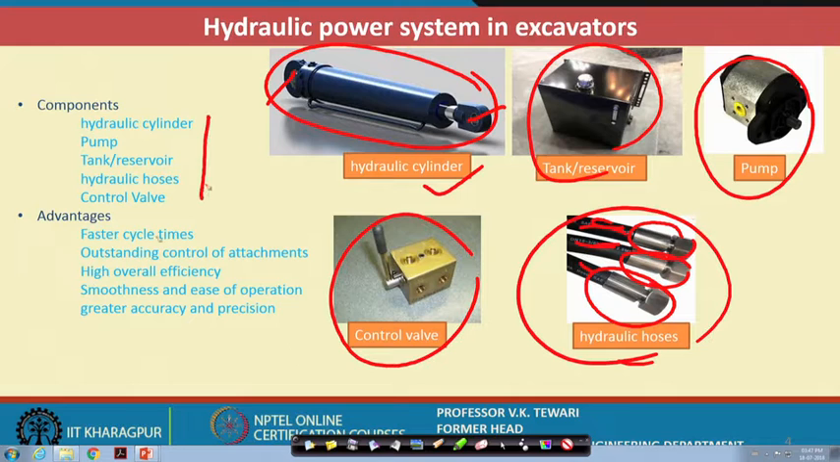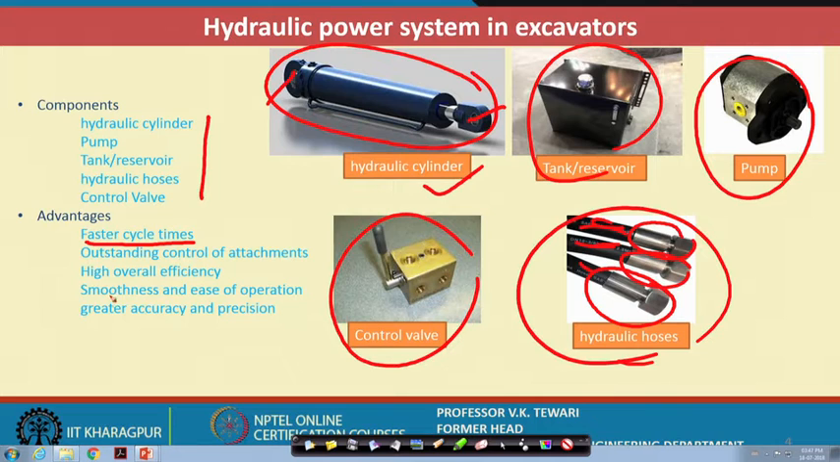These components and their advantages: faster cycle times you require, that when you are lifting material from one location to another location, the job must be done faster. It is of prime importance, because otherwise it will take the whole day and the output will be less, and then the person who has hired will be at a loss, because he is paying for a day, but the output must be commensurate with the money he has paid or the rent he has paid for the machine. So, the smoothness and ease of operation are some of the advantages of these.